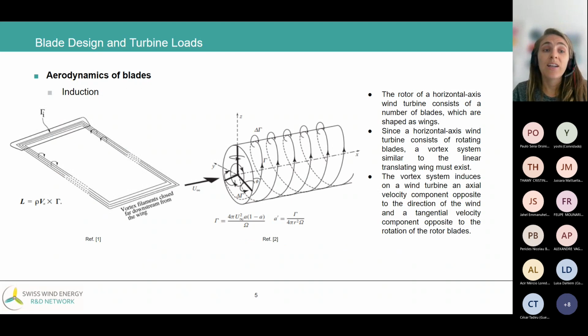Then, knowing this, we need to make some considerations regarding the impact of this blade on the air that passes through this turbine. One very important concept that we need to introduce here is the induction. The induction is basically how the airflow is changed once it passes a wind turbine blade or even an aircraft wing.